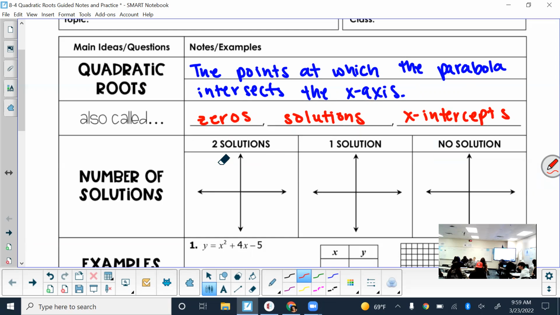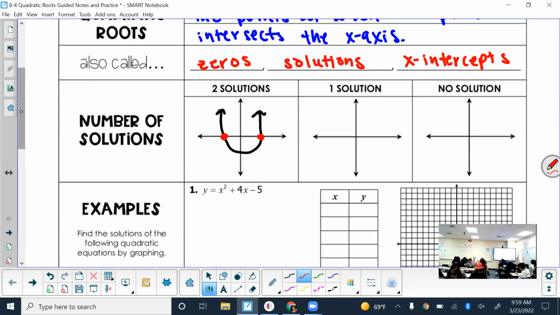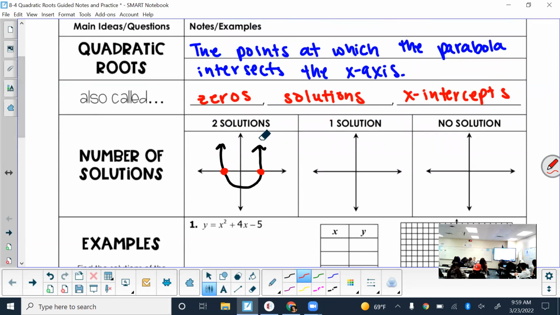All right, there's a few options for how many solutions you can have, or zeros, roots, whatever you want to call them. And the most that you can have are 2 solutions. So it might look like this, where it touches the x-axis 2 times. And there's tons of other examples you can have of 2 solutions. Here's just one of them. It'll never touch more than twice on the x-axis.